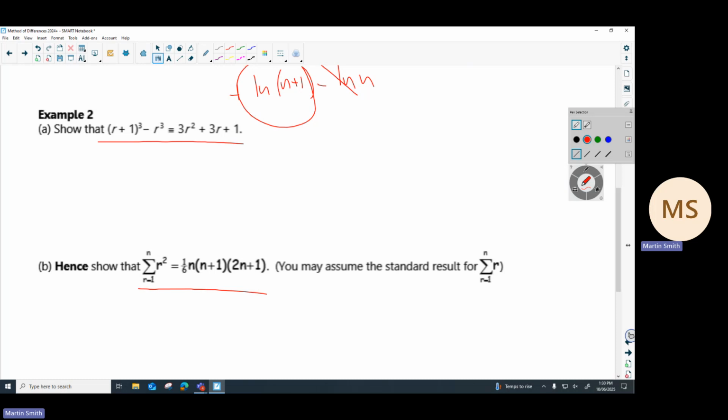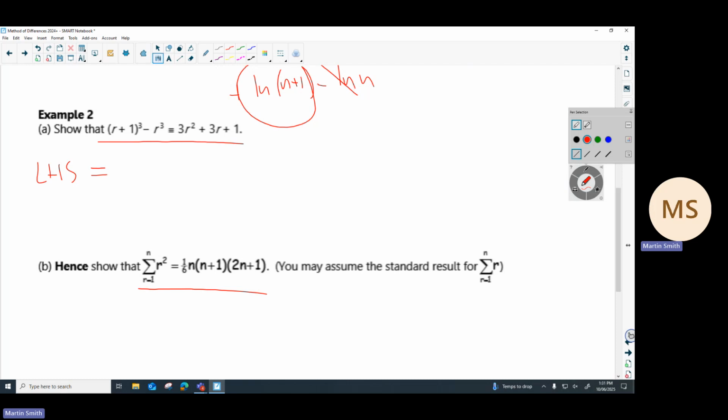So I want to show that (r+1) cubed minus r cubed is 3r squared plus 3r plus 1. To do that, I will take the left-hand side of the identity and expand the brackets.